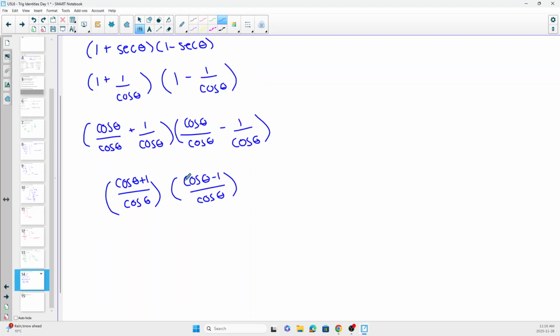All right, cos theta plus 1 times cos theta minus 1. We're multiplying fractions here, so we just multiply straight across. So let's just leave those as cos theta plus 1 and cos theta minus 1 all over cos squared theta when we multiply our denominators.